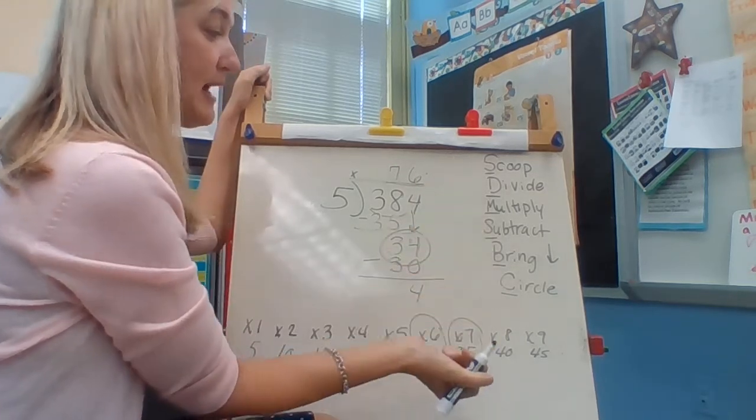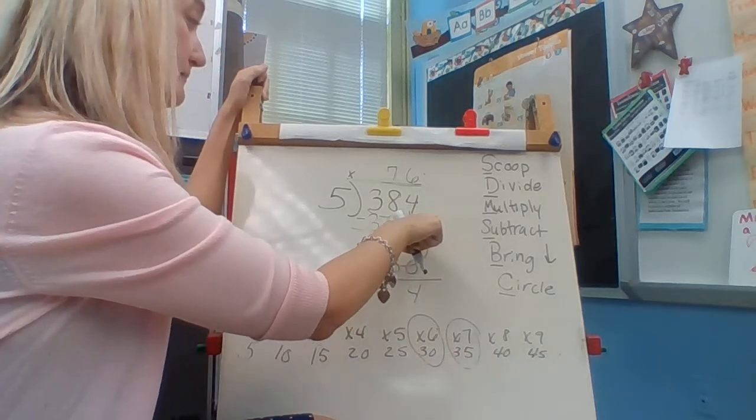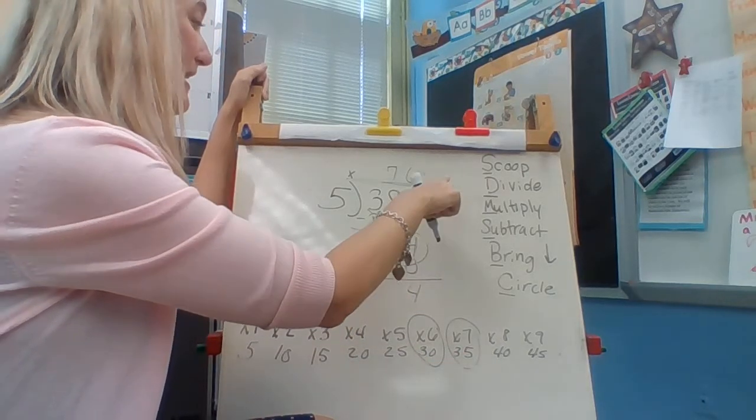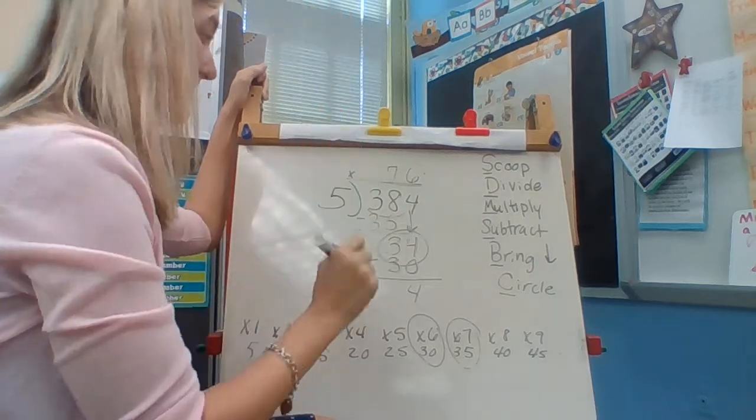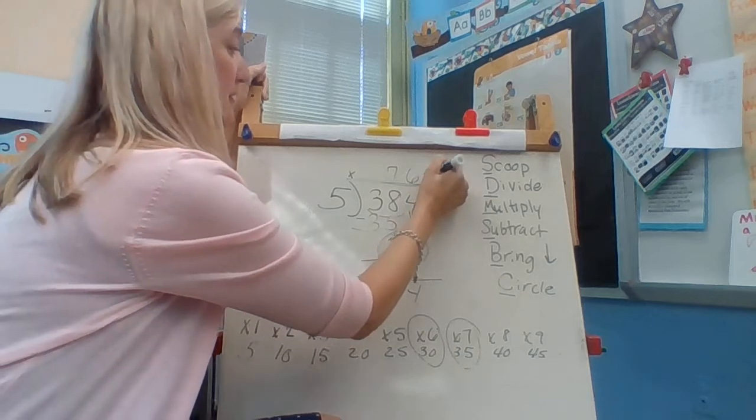And I would bring down anything that's left over up here in my, I'm losing my mind, dividend. Yes, okay, so there's nothing left in my dividend, and 4 is smaller than 5, so we have a remainder of 4.